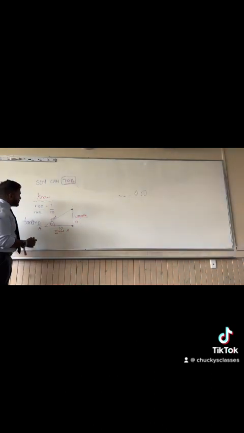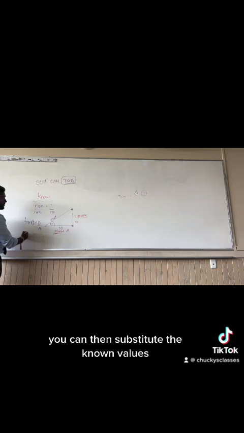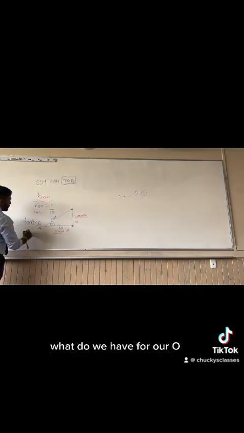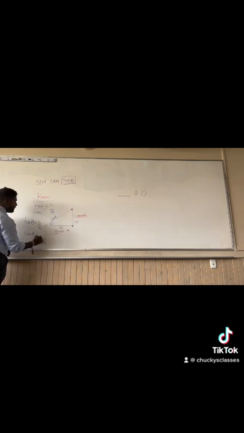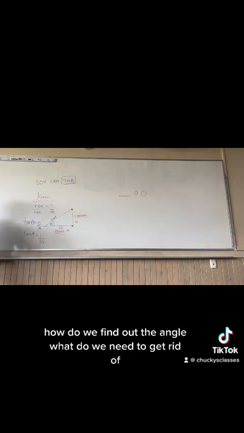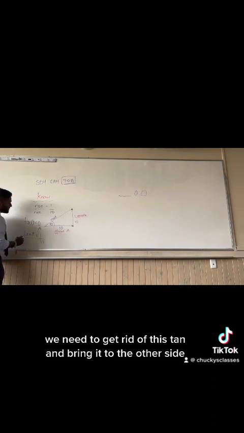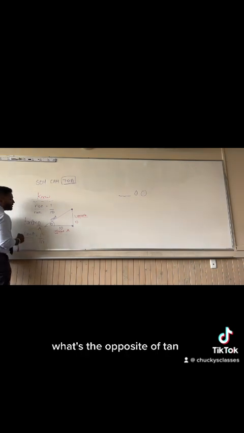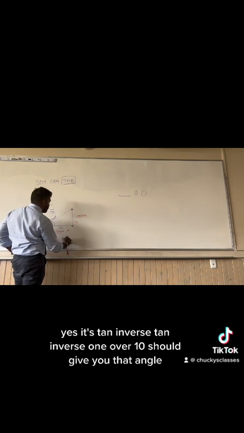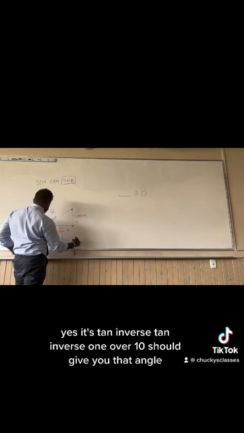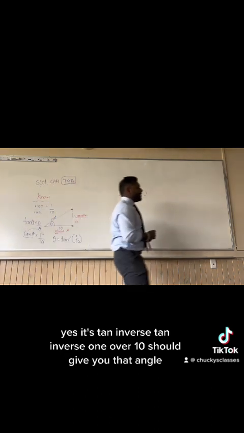What can you do next? You can then substitute the known values. What do we have for our O? Our O is 1. Our adjacent is 10. How do we find out the angle? What do we need to get rid of? We need to get rid of this tan and bring it to the other side. What's the opposite of tan? Yes, it's tan inverse. So tan inverse of 1 over 10 should give you that angle.